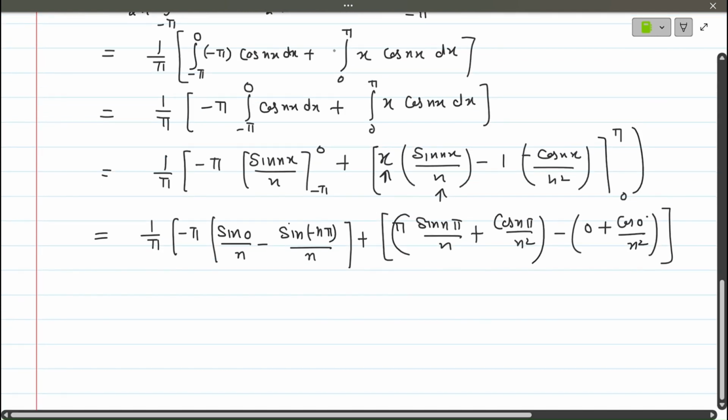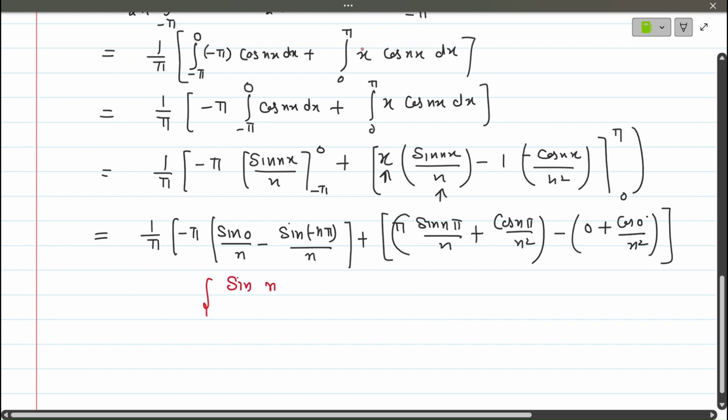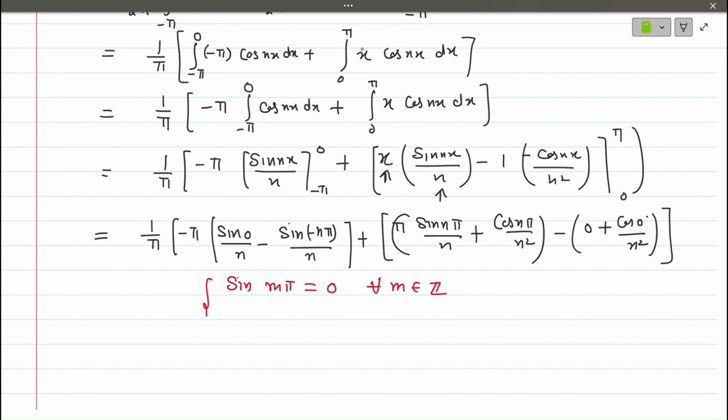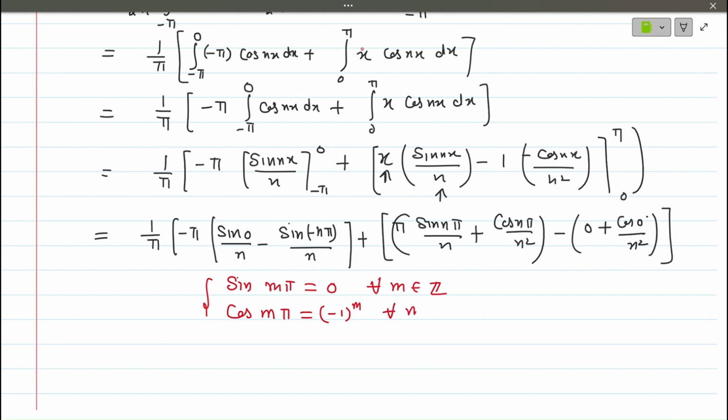Okay, here we can use these two results. Sine of m pi is equal to 0 for all m belonging to integers. Sine of integral multiples of pi is equal to 0, and cosine of integral multiples of pi is equal to minus 1 raised to the power m for all m belonging to integers.